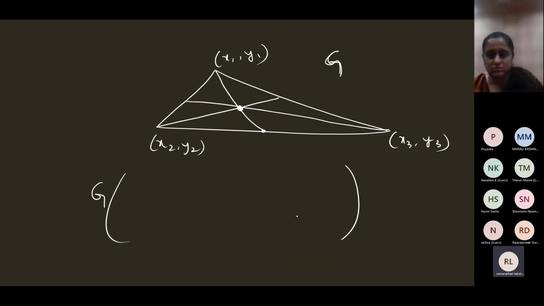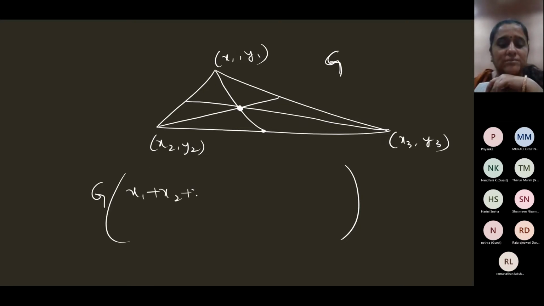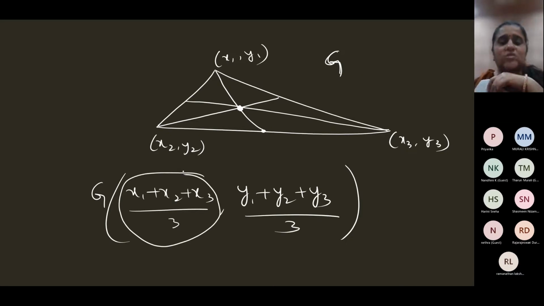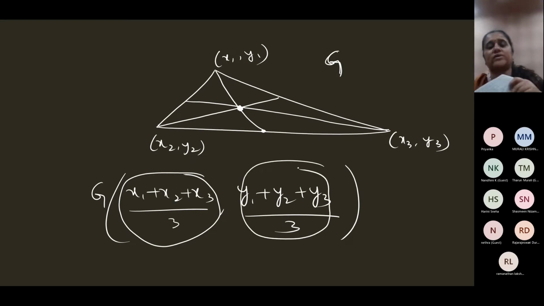x1 plus x2 plus x3 by 3. Very good, Ramnathan. So x1 plus x2 plus x3 by 3, comma, y1 plus y2 plus y3 by 3. This is the x coordinate. Supposing we have to find only the x coordinate, find only x1 plus x2 plus x3 by 3. That is the x coordinate of G. And the y coordinate of G is y1 plus y2 plus y3 by 3. So this is the formula to find the centroid of a triangle.